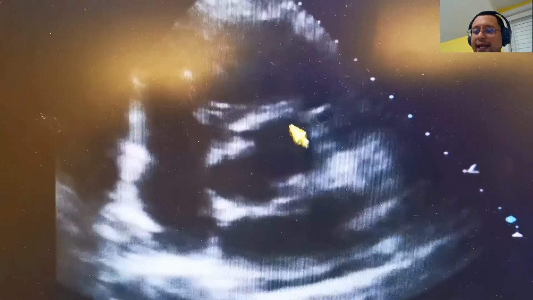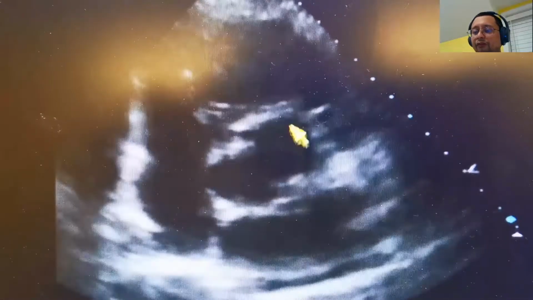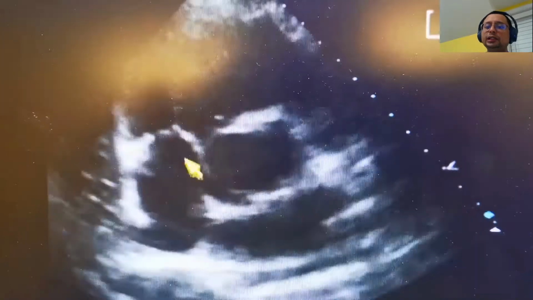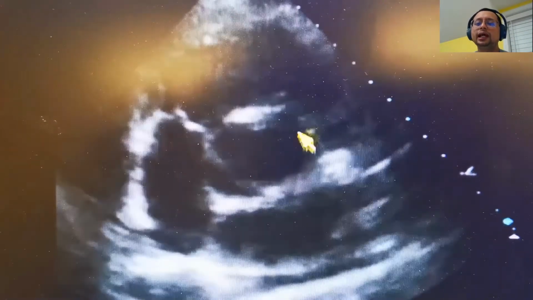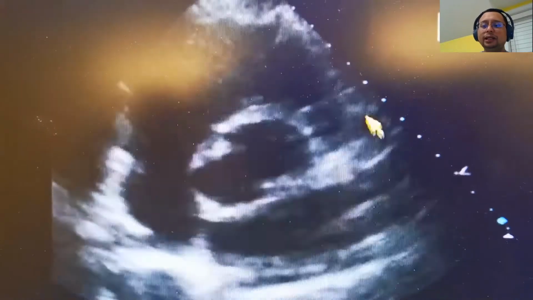Okay, so look at the next case here. Look at the aortic valve. What do you think about the aortic valve? Whenever you see the short axis of the aortic valve, determine whether it is calcified, and try to determine how many leaflets.